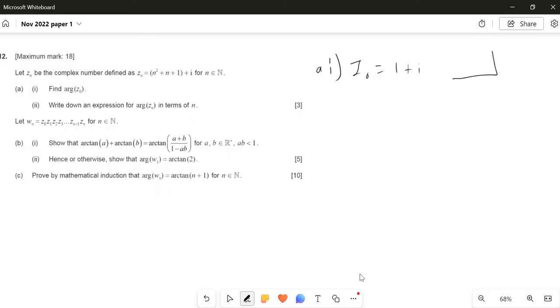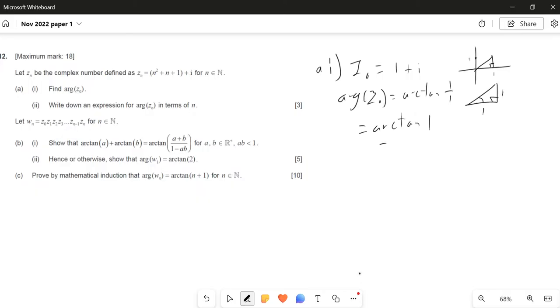And if we sketch this out in the Argand diagram, we'll have 1 and then 1 here again. So our angle will be arctan 1 over 1, which equals arctan 1, which equals pi over 4.